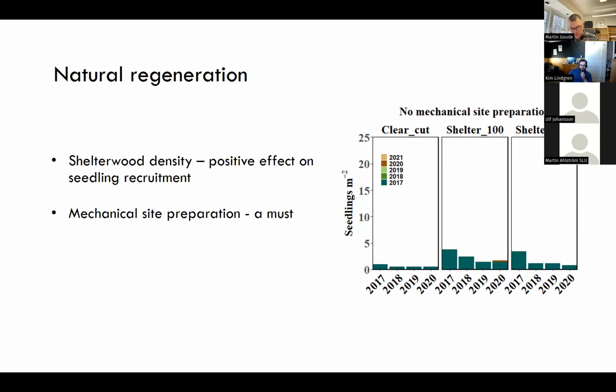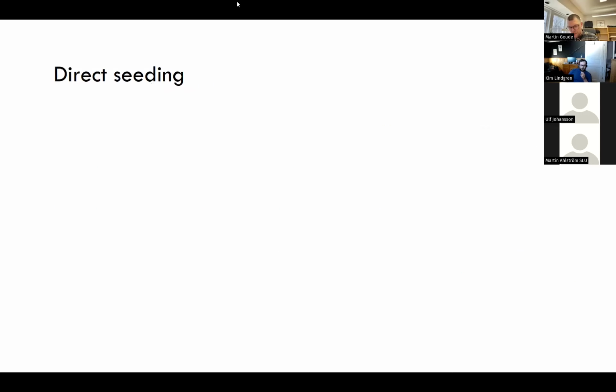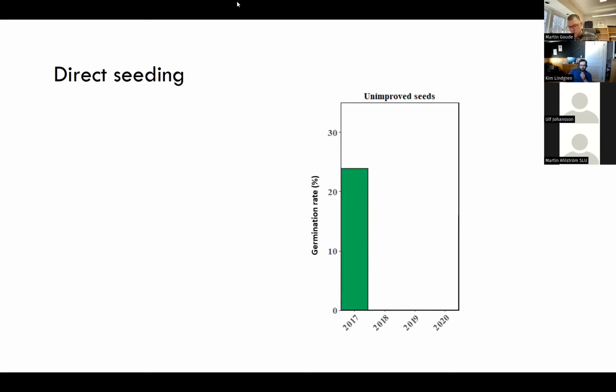And from this study, we concluded that site preparation, at least on similar sites of similar fertility, is actually a must. Probably it would look different in northern Sweden. We also observed large variation between the two tested sites and between the years. And with this, I would like to move to the results from direct seeding.